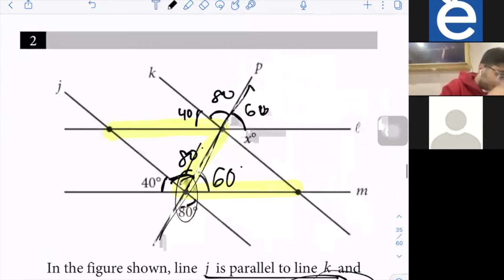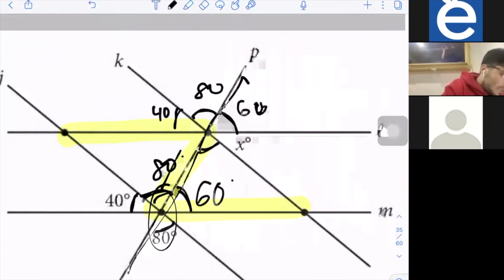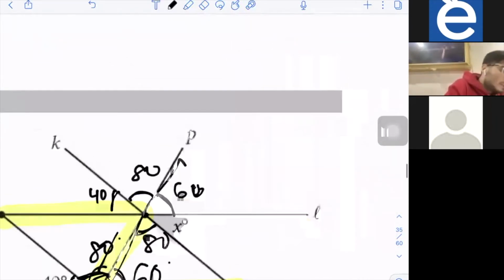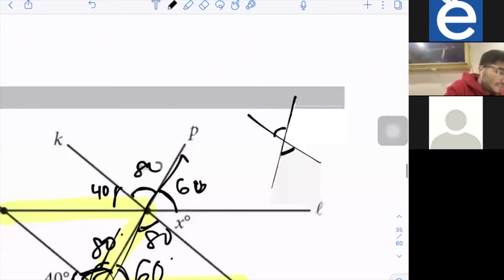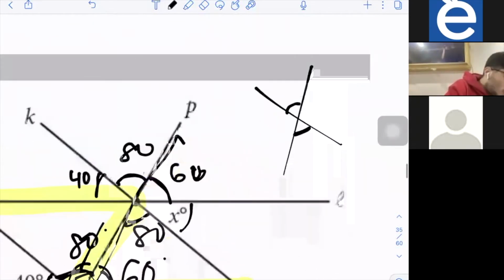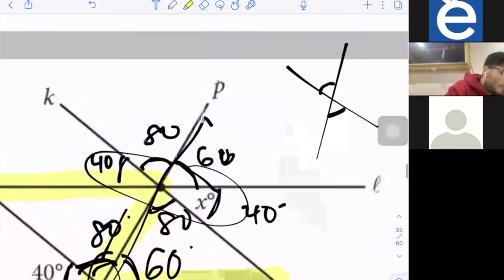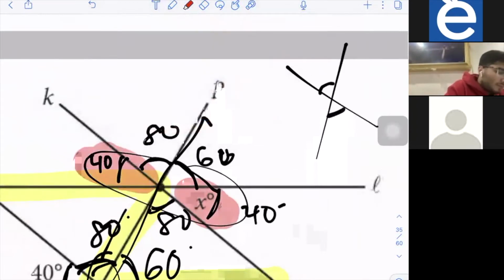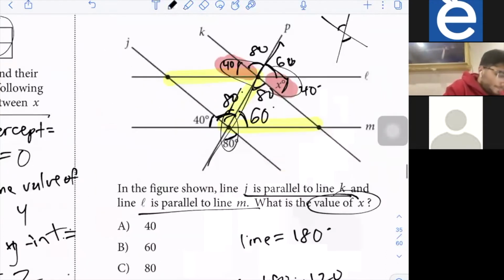And so we know this is 80, and we know vertical angles. Vertical angles are lines that make an X, and then the angles are the same. So if we know this is 40, this also has to be 40 right here, which is our x value. Let me use a different highlighter. So this is x, this is 40, this also has to be 40. So that's our answer, 40 degrees.